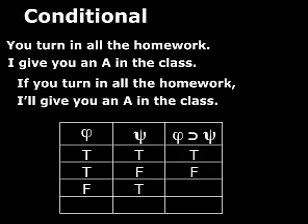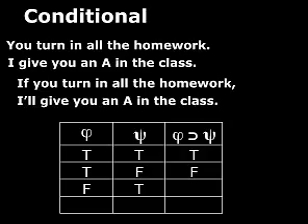What if, and this is the one that's a little tricky, but bear with me on this. What if the antecedent is false, but the consequent is true? You didn't turn in all the homework, but I gave you an A. So the antecedent was false. You did not turn in the homework. Consequent was true. I gave you an A in the class. Did I lie to you when I said, if you turn in all the homework, I'll give you an A?